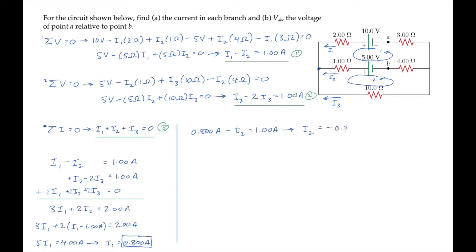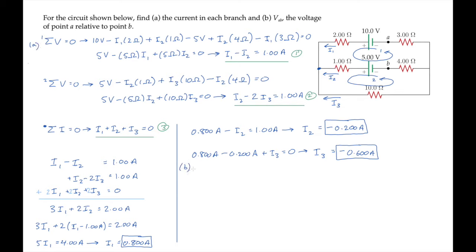The negative sign here tells us that the direction of I2 is opposite the assumed direction. I2 is directed to the right, not the left. Knowing I1 and I2, we can then substitute into the other equations. I chose equation 3, so I1 plus I2 plus I3 equals 0, which tells us that I3 equals negative 0.6 amps. Again, the negative sign tells us the current is against the assumed direction. Current I3 is also directed to the right.